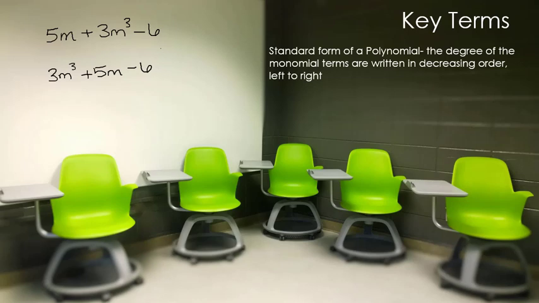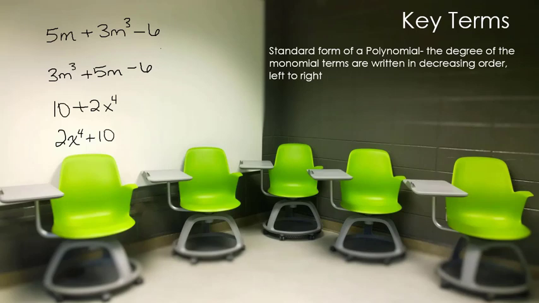Another example may look something like 10 plus 2x to the fourth. That's not in standard form. So we're going to write it as 2x to the fourth plus 10. Now that would be in standard form.